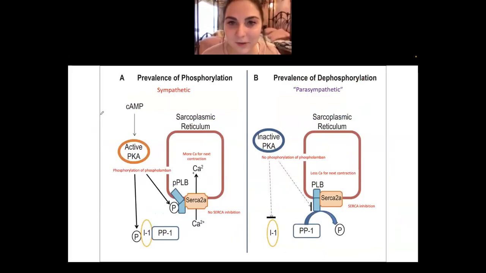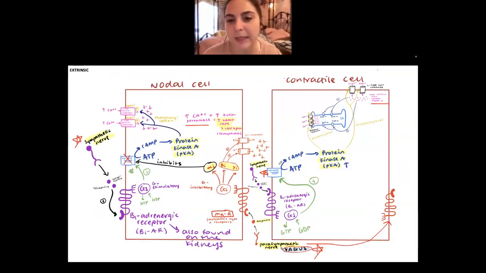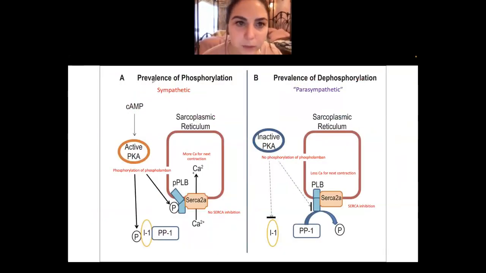And then I wanted to talk about phospholamban because it does come up every now and then. Phospholamban is basically this protein here. I drew it on this guy. It's right here in gray, and it basically controls how much calcium can leave the sarcoplasmic reticulum. So let's say that we have sympathetic activation.